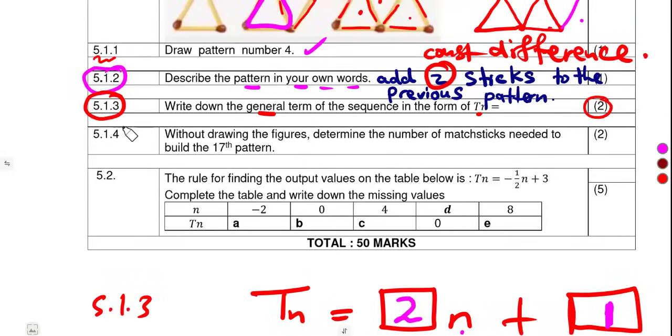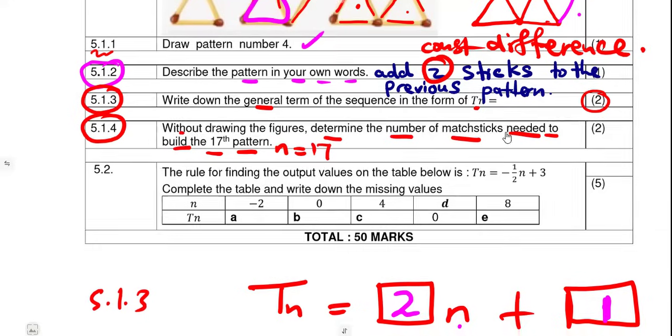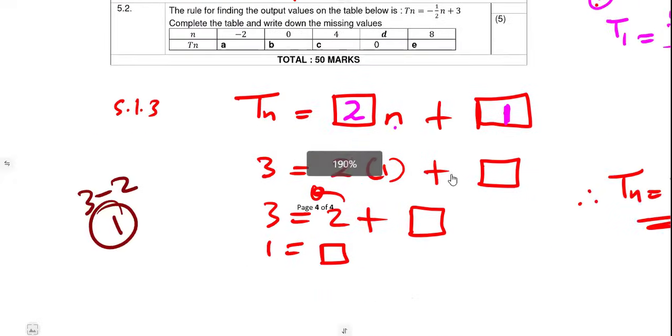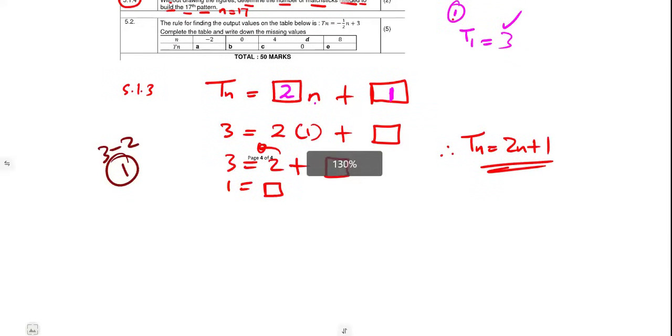Like this one on 5.14, where they're saying, without drawing, do not draw them, but determine the number of matchsticks needed to build the 17th pattern. You're not supposed to draw. So how can we find? We are simply given the position 17. What is the term corresponding to that position 17? When n is 17. This is the question. Find T17.